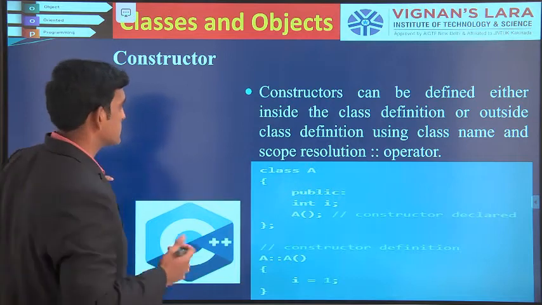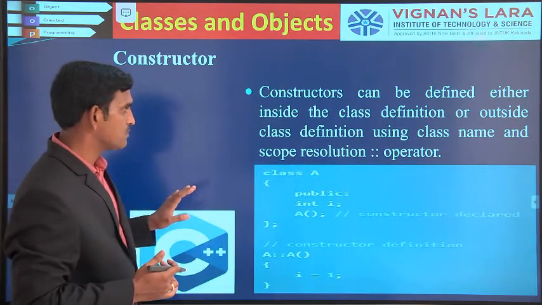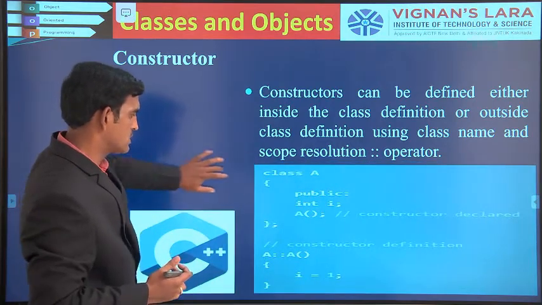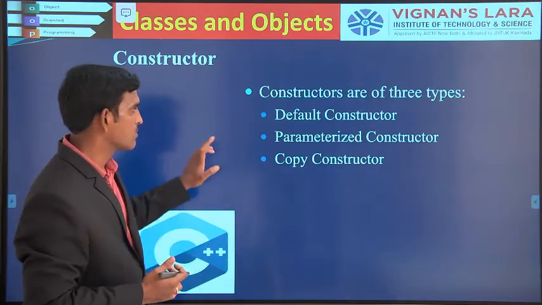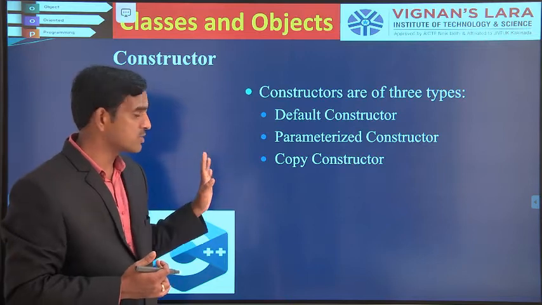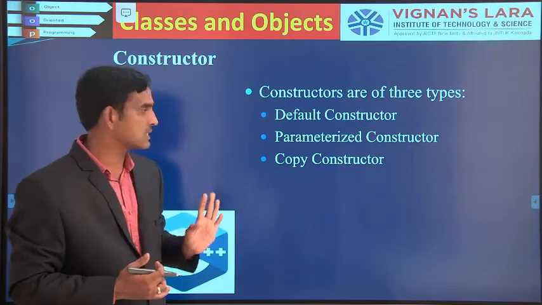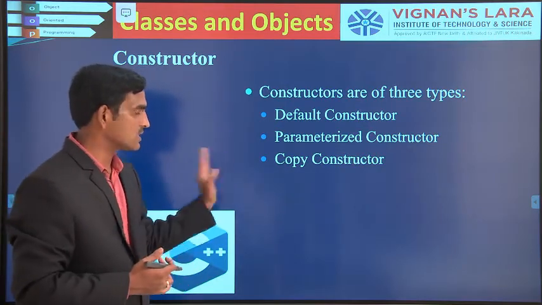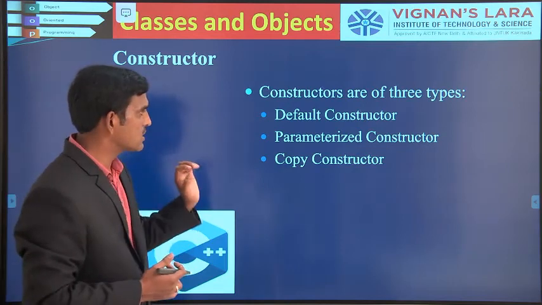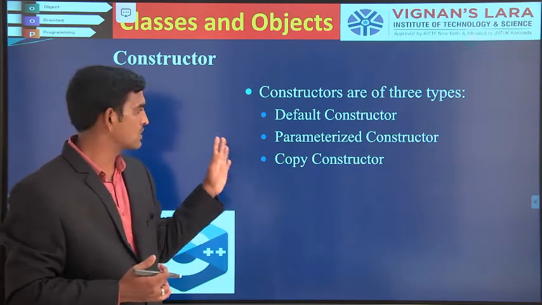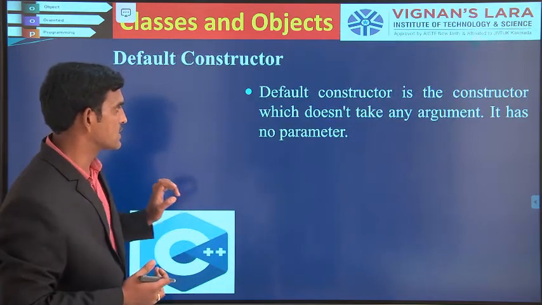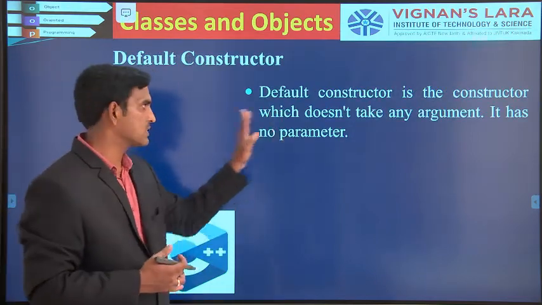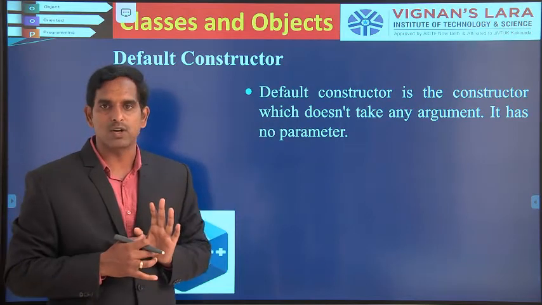The next thing regarding your constructor is the same: you have to define it inside the class or outside the class. There are three types of constructors: default constructor, parameterized constructor, and copy constructor. In this session, we will look at the default constructor. We will look at the remaining two in the next session. So what is a default constructor? A default constructor is a constructor which doesn't take any arguments.